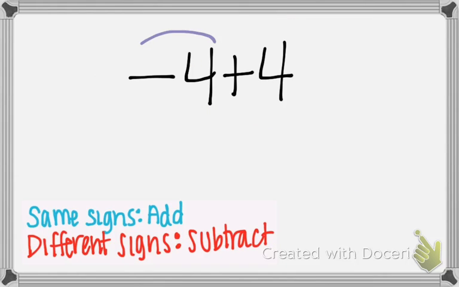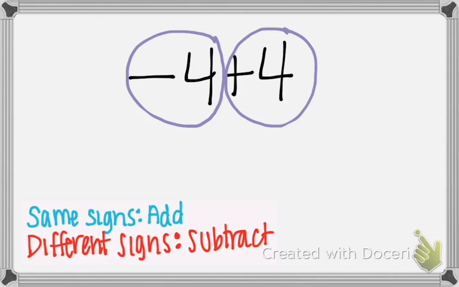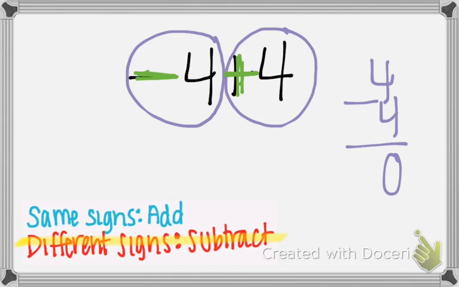Here we have a -4 and a +4. What's in front of them? They're different. One's negative, one's positive. So when they're different signs, we subtract. So 4 minus 4 is 0. And 0 is not negative or positive, so just 0.